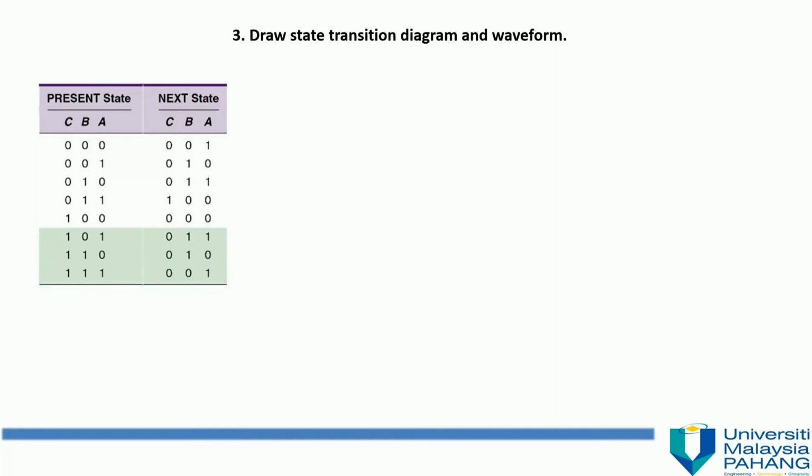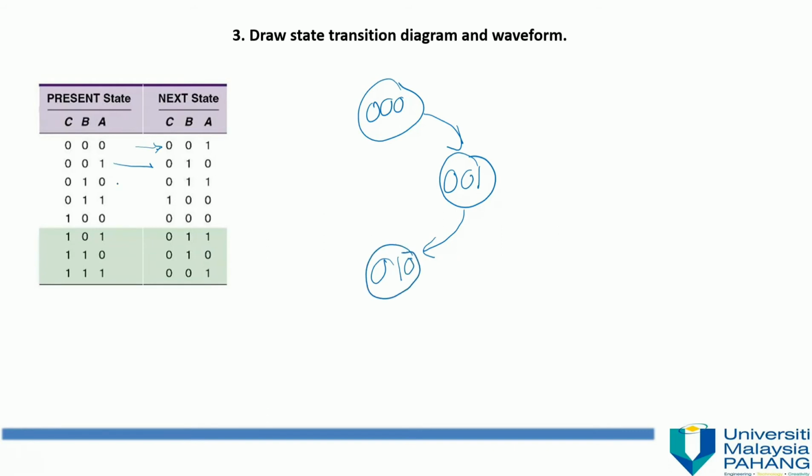From here the present state is 0, 0, 0, and the next state is 0, 0, 1. When the present state is 0, 0, 1, the next state is 0, 1, 0. When the present state is 0, 1, 0, the next state is 0, 1, 1. Present state 0, 1, 1, next state is 1, 0, 0. Present state 1, 0, 0, next state is 0, 0, 0. It repeats the cycle again.